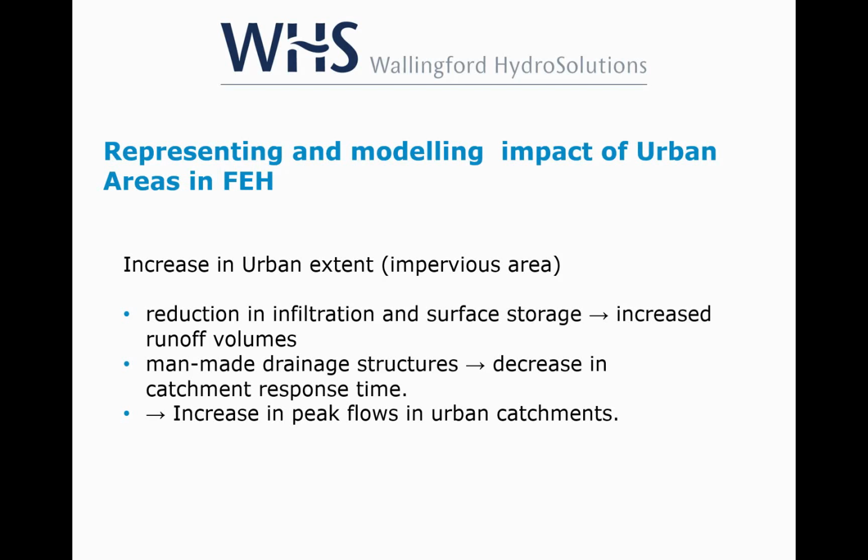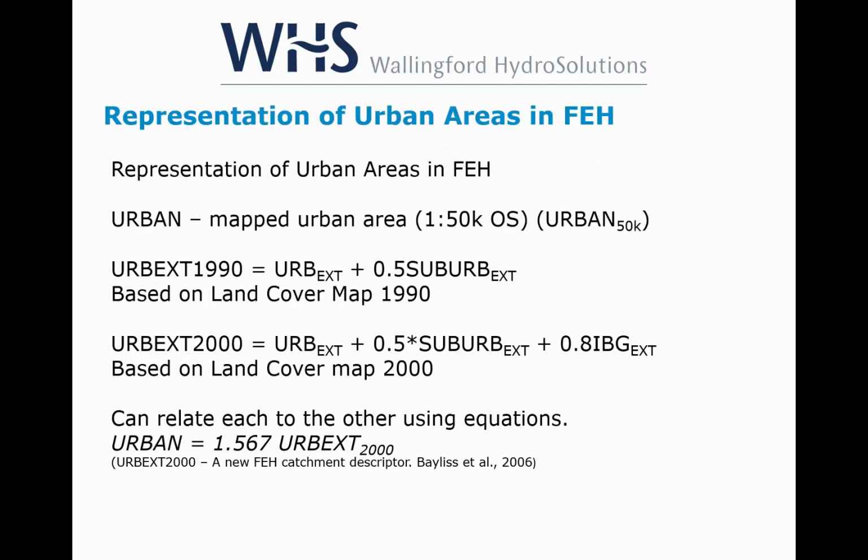So it's important to try and reflect the urban land use within a model. At the moment, there are various ways in which we can describe the urban areas. So URBAN is the mapped urban area, basically the 1 to 50k OS mapped area. URBEXT 1990 is based on the land cover map from 1990 using the equation represented here. URBEXT 2000 is based on land cover map 2000. And you can see that they have different equations and they're derived from different land cover maps and therefore they're not comparable with one another.